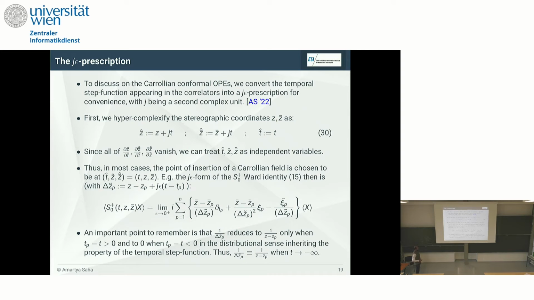The important point for us is that this 1 by delta z tilde quantity reduces to 1 by z minus z_p only when t_p minus t is greater than 0, and it is 0 when t_p minus t is less than 0. This is really valid in the sense of distributions, and it captures the defining property of the temporal step function. Thus, when t tends to minus infinity, this quantity is positive and is always the same as 1 by z minus z_p.